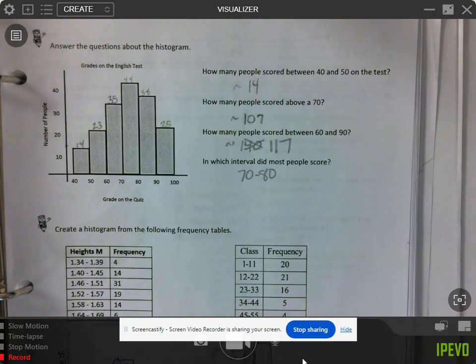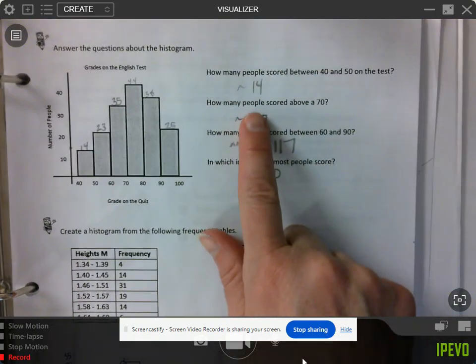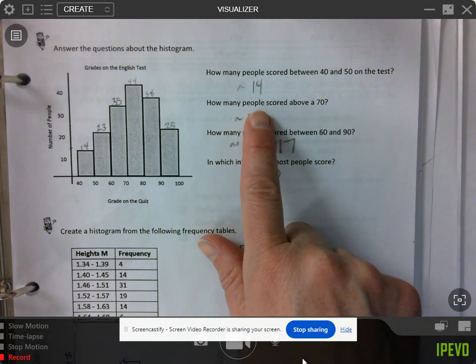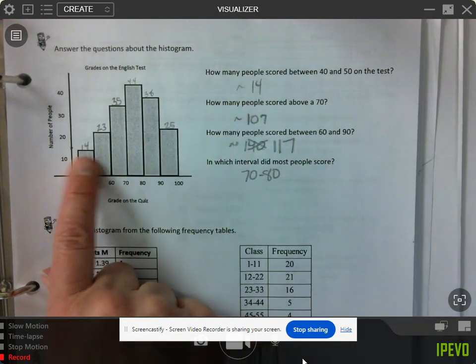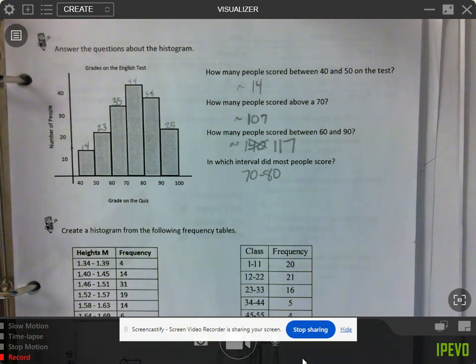For our top one, how many people scored between 40 and 50 on the test? It's about 14. So when we go across, there's not a number specifically there, so it's harder to know exactly what the number is. Just like when we worked with that protractor, and I said I would give you a couple over or under, and it would be okay.